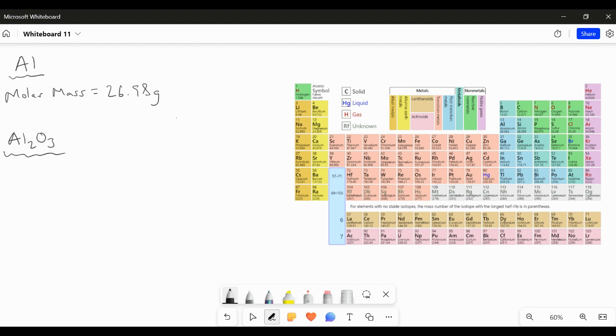So really quickly, just looking from the formula, we're going to have 2 aluminums and we're going to have 3 oxygens. Oop, I wrote a 0. That's weird.